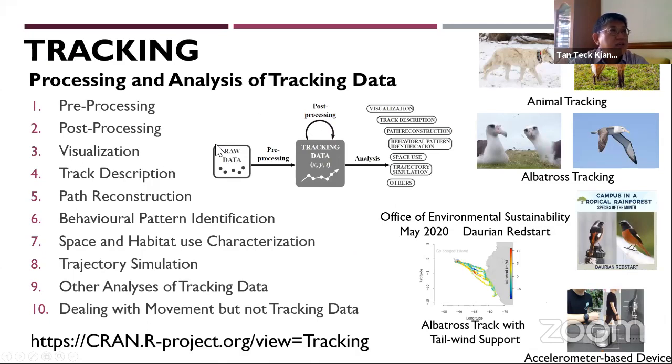The tracking one, I have really no idea about tracking. I didn't know a couple of weeks ago, but this is what they provide for tracking. They say, you do tracking of birds and animals, then you have the pre-processing, the post-processing, how you're going to visualize it, how to describe the path they take. You can do some behavior pattern identification, what the characteristics are, and model it using a Markov chain, a hidden Markov chain, and so on and so forth. It's all here.